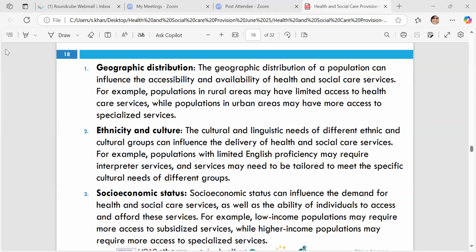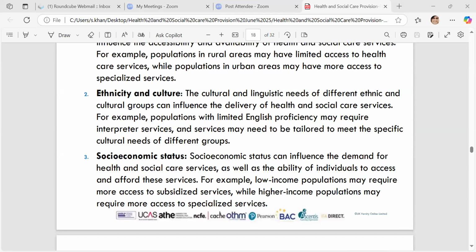Then we've got ethnicity and culture. Why are cultural needs so important? Why do you think the cultural needs are important? Do we have people from the same culture? We need to respect people's culture because we are not from the same culture. Everyone has their ethnicity and culture, so we need to respect that.